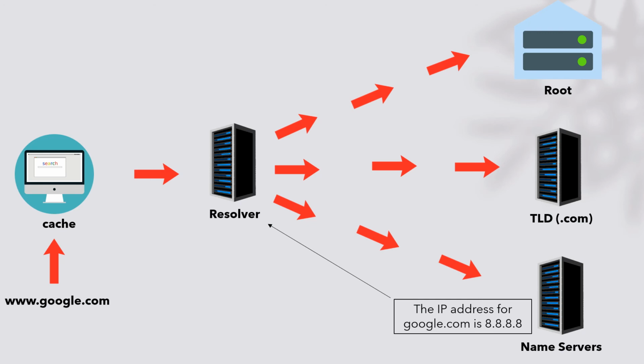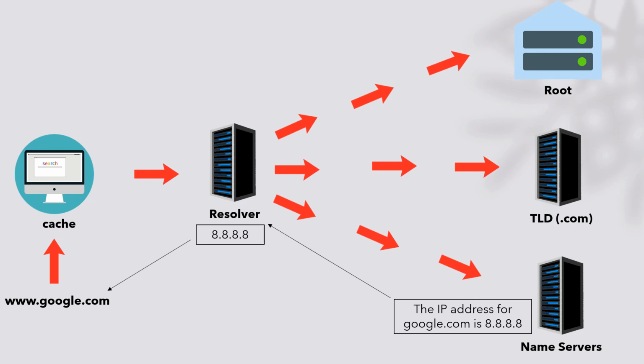The resolver server will now store a copy of this in its cache. So for future reference, if it's asked for the IP address for google.com, it would not necessarily need to go through this entire process since the information would be stored in its local cache. The resolver server will now pass this information along to the user's computer who initiated this query.